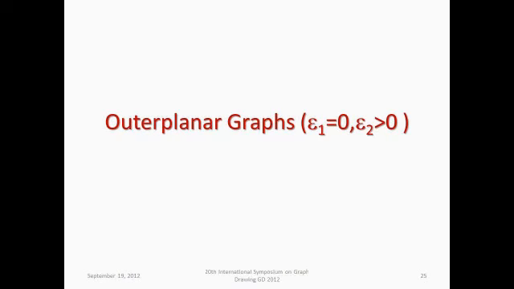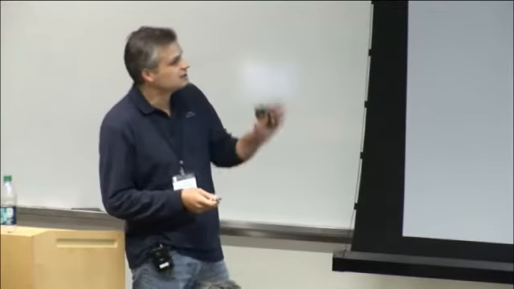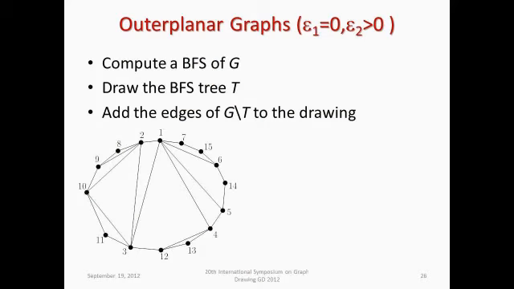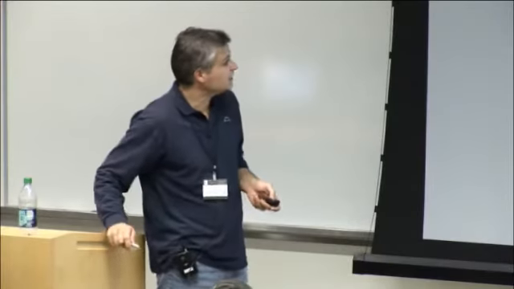Let's look at outerplanar graphs. Okay, in this case, epsilon 1 is 0. So for the edges, I consider the usual rectangle of influence. For the non-adjacent vertices, I use the expanded rectangle of influence. Here, the idea is to compute a BFS tree of the graph, to draw the tree and then to add the remaining edges. So this is an outerplanar graph. The bold edges define a BFS tree, and this is another drawing of the same graph.